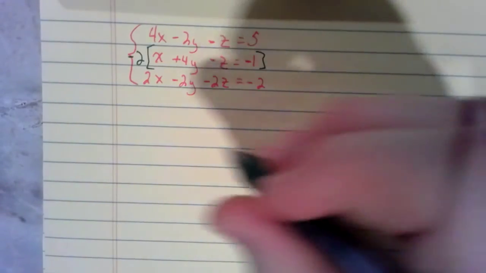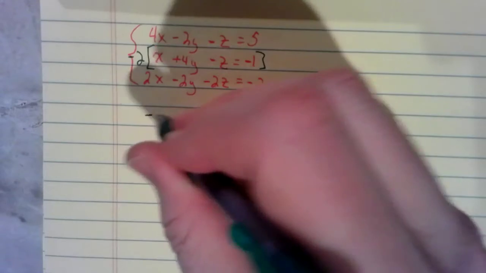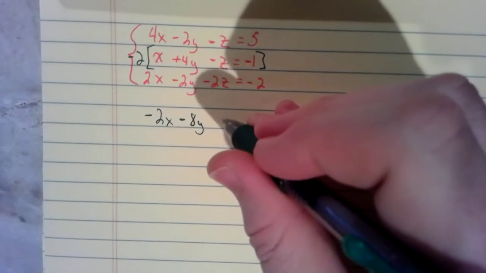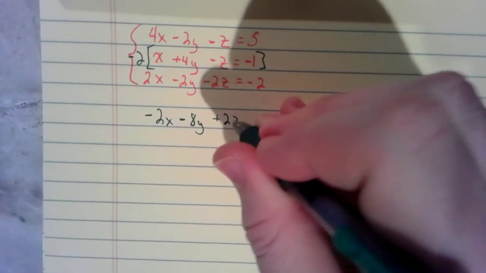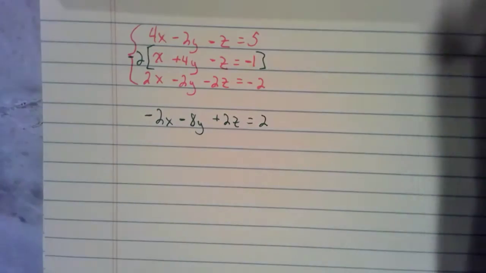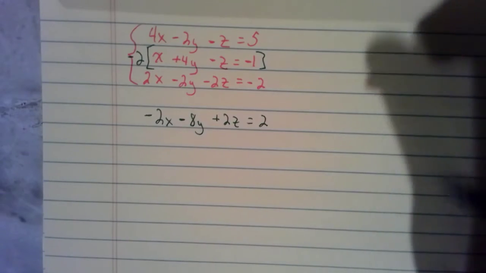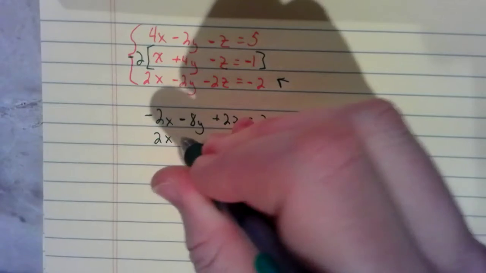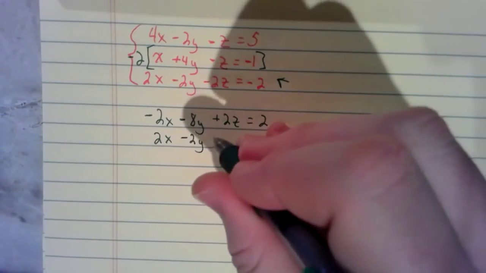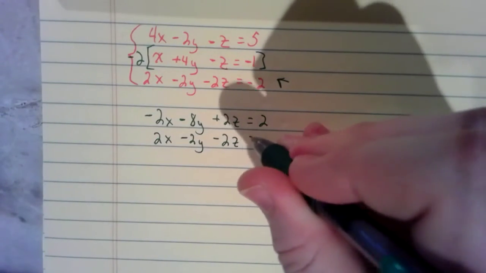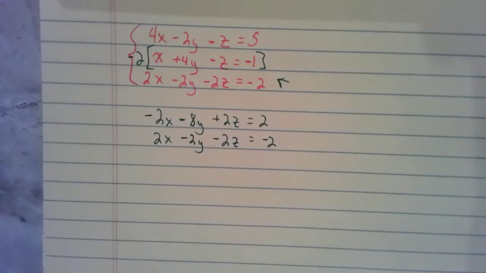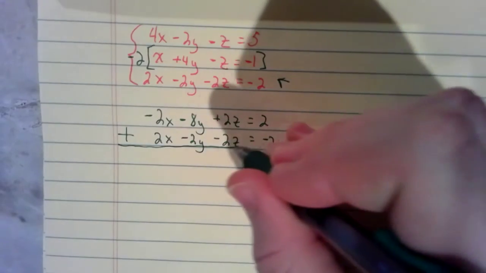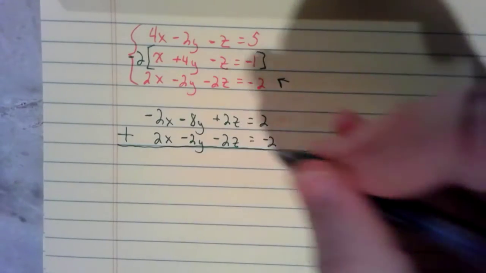All right. So watch what happens here. I get negative 2x minus 8y, right, plus 2z equals 2. Always be very careful with your signs. I'm going to pair that up here with this second equation, right? So I've got 2x minus 2y minus 2z equals negative 2. Now I'm going to go ahead and add these two equations, right? So I'm just doing elimination here. And this is just happy coincidence that this works out where I can eliminate two at once.